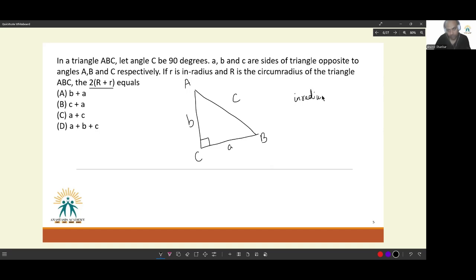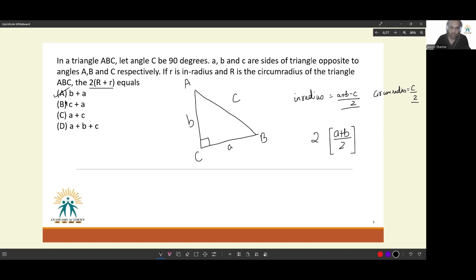Now, if you're familiar with the formulation for right angle triangle, inradius, you've already used this in the first question. Inradius will be given by A plus B minus C by 2, and circumradius will be equal to C by 2. So if we are looking at capital R plus R, circumradius plus inradius, you will get A plus B by 2. 2 times of this will be equal to simply A plus B, which is option A here.